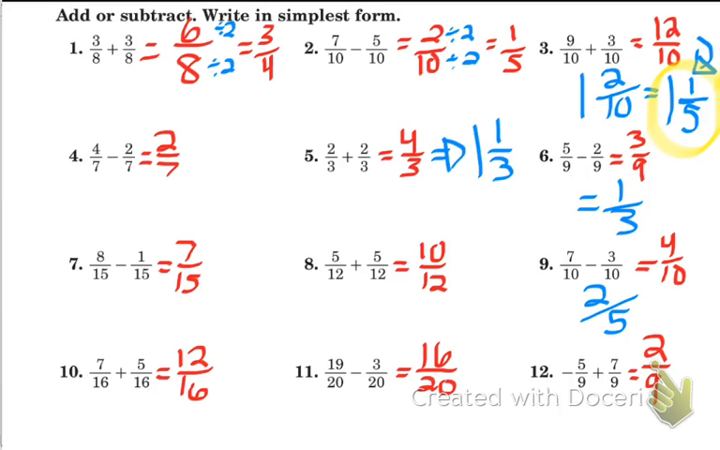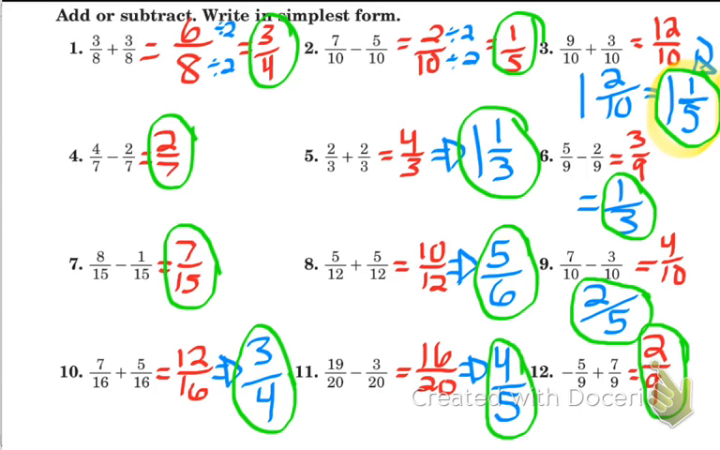And I'm going to go ahead and fill in the rest of them. Alright, I circled all the final answers in green. Okay, now let's do some examples where we do not have like denominators. Feel free to write any of these down that you think you need to help you remember.